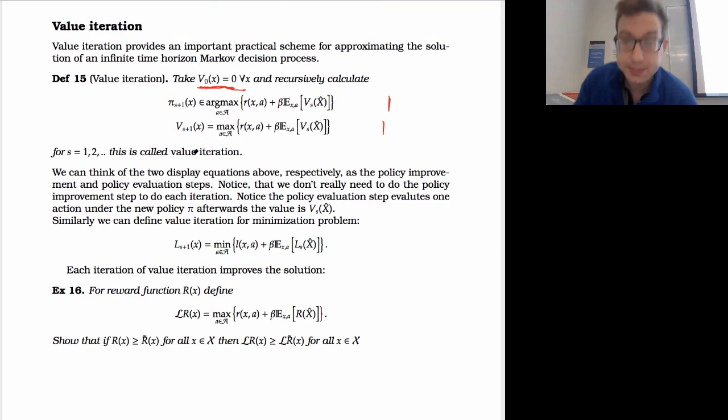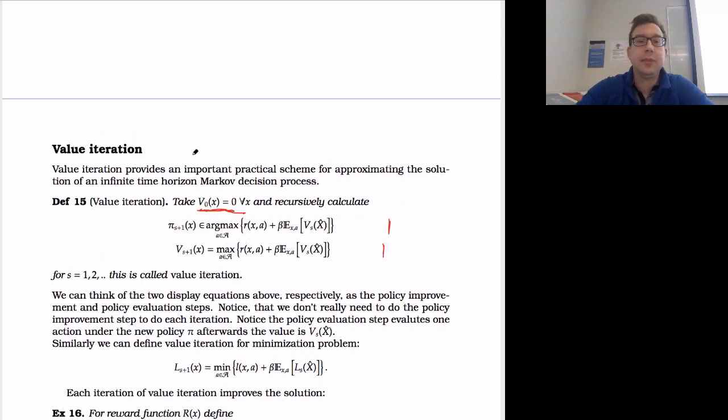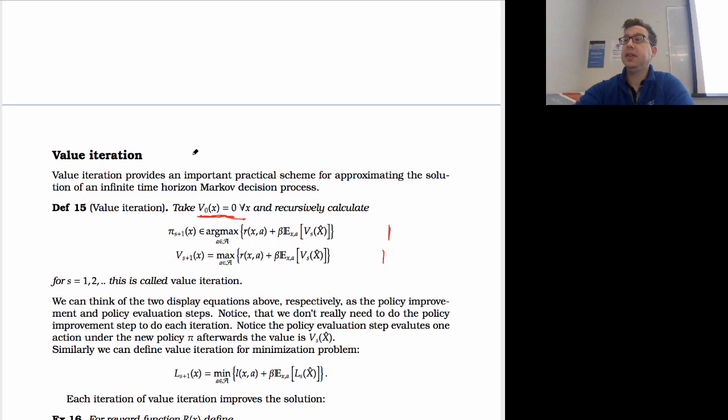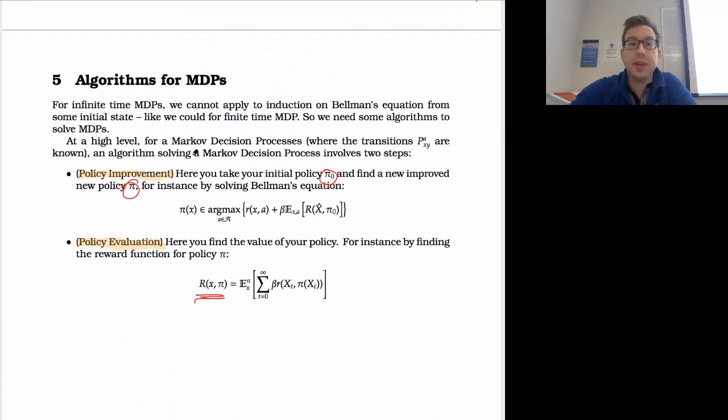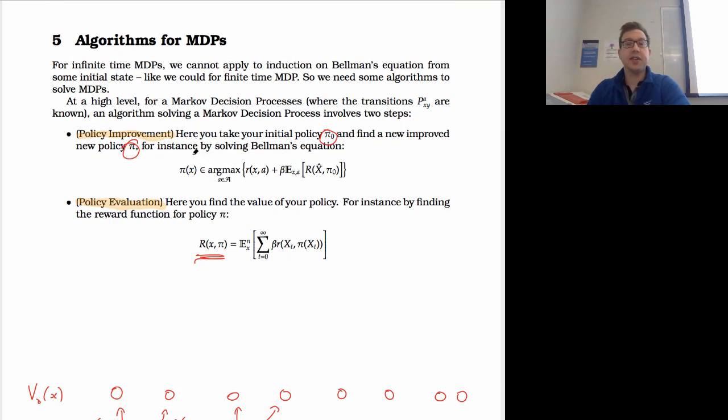Okay, so yesterday we finished up the bits and pieces on infinite time horizon and the theoretical results there. And now we're starting to talk about algorithms for Markov decision processes. So let's just quickly recap that.